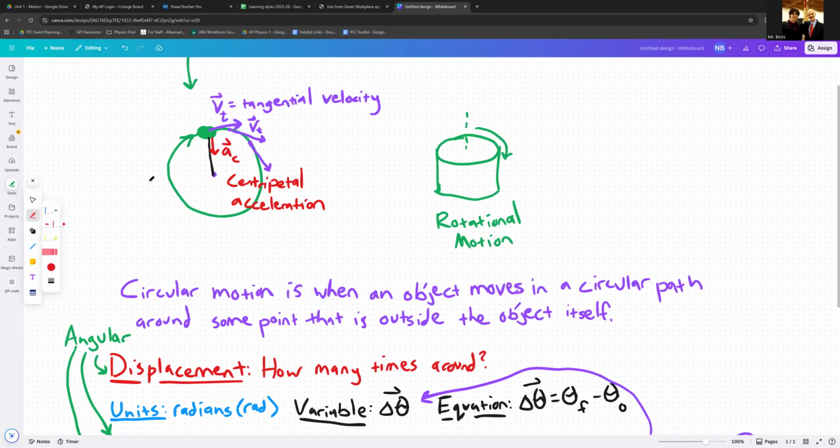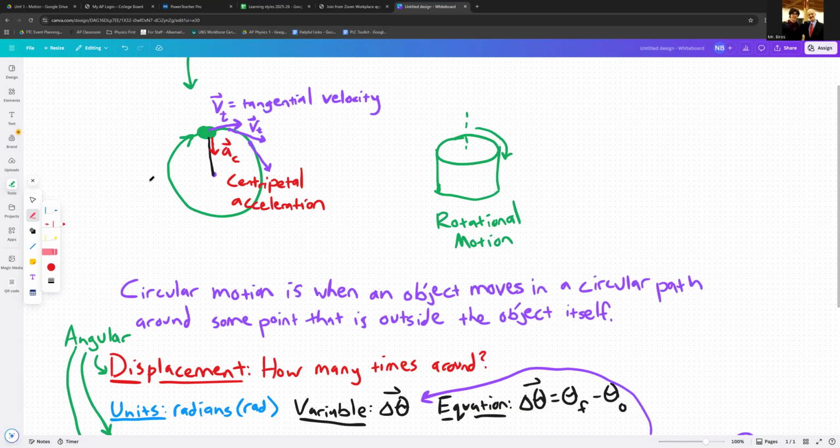If that acceleration wasn't there, if there wasn't acceleration in that direction, the object would just keep going, right? That's Newton's first law. If it has a velocity and it's going in a certain direction, unless you put an unbalanced force on it to accelerate it, it's just going to keep going in that direction. So the reason circular motion occurs is that something causes that acceleration inwards.